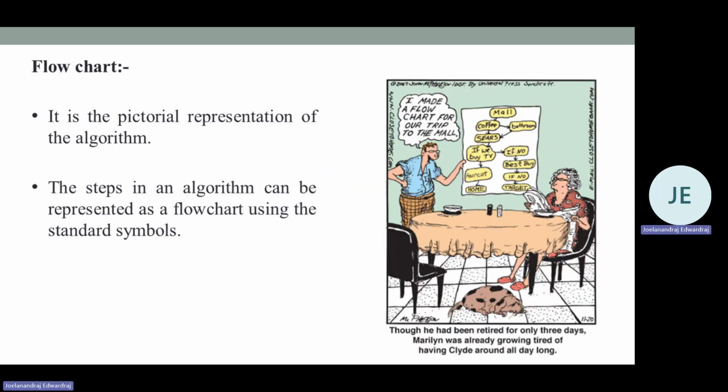And the second one is flowchart. That is another representation. Instead of writing everything, we can specify it using some symbols. It is specified using what are the 2 ways.